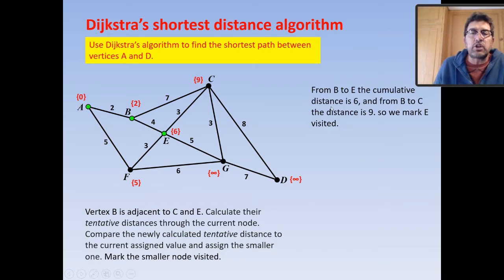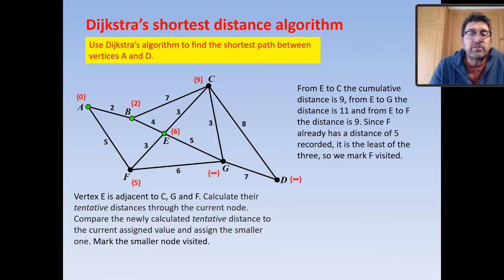So I record those two tentative distances. Sorry, from B to E the cumulative distance is 6, and from B to C it's 9. So we mark the smaller one as visited, which is 6. Now we are at 6, and we do the same. From E to C, the cumulative distance will now be that 6 plus this 3, which is 9. We already have a 9 at C, so that 9 is going to stay what it is.